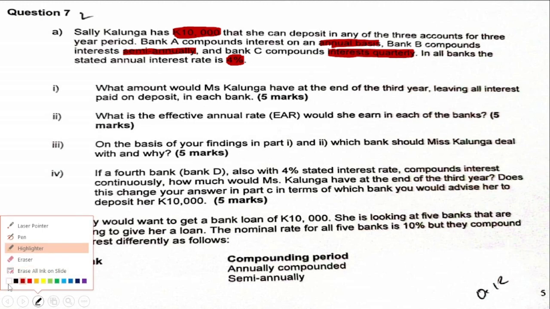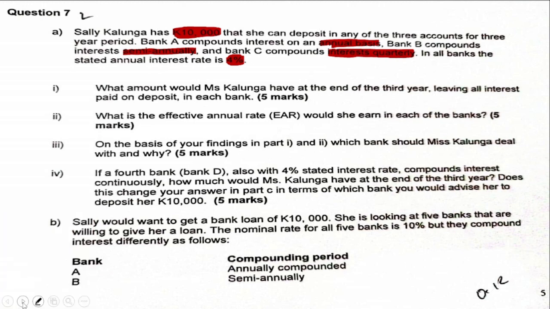So in an event that Kalunga wants to make an investment, and she wants to choose in which bank to deposit her money, we'll be able to calculate for all the three banks. Then we can advise which bank will be suitable for her to invest her money.